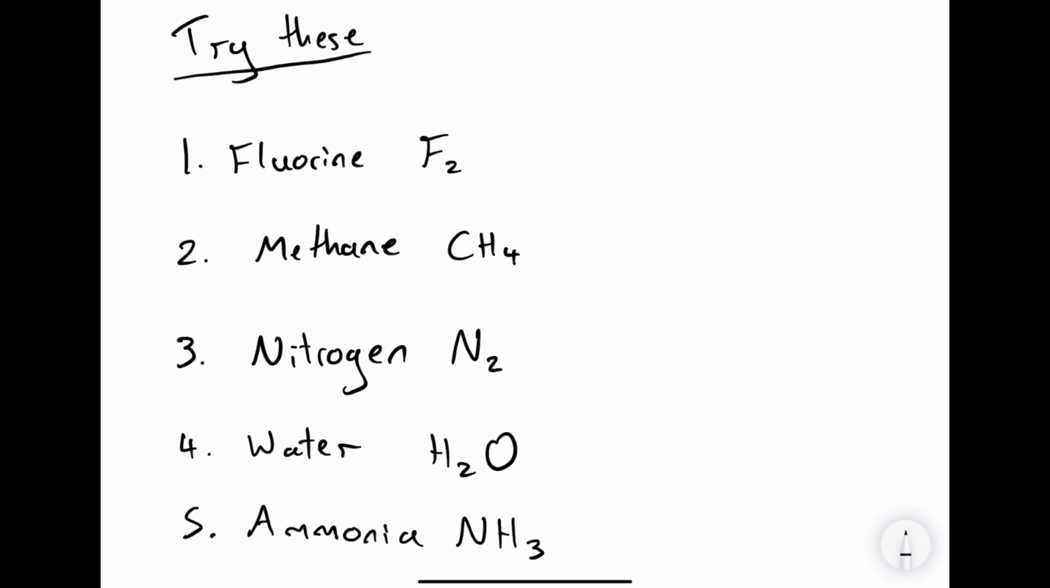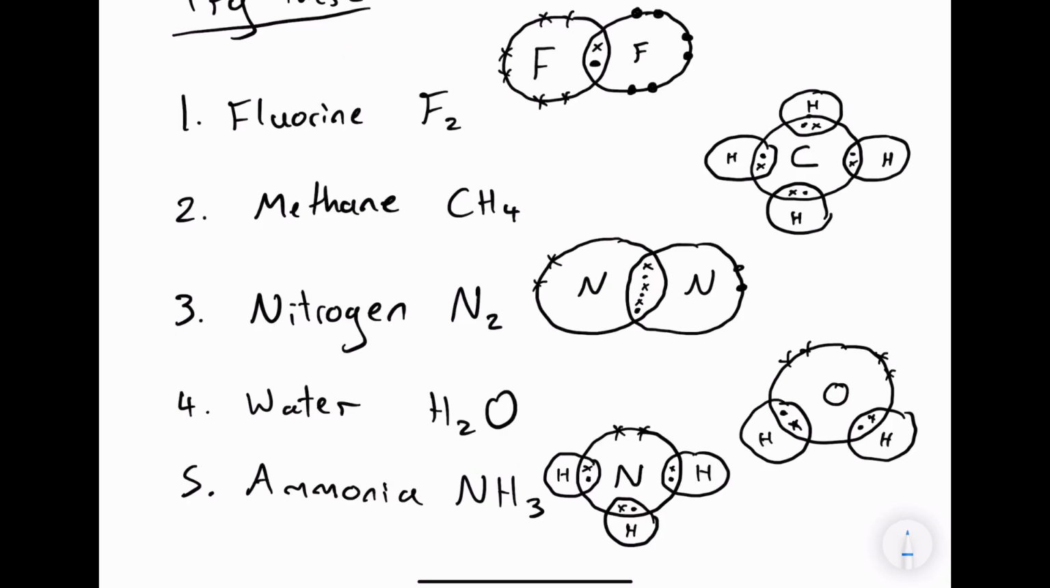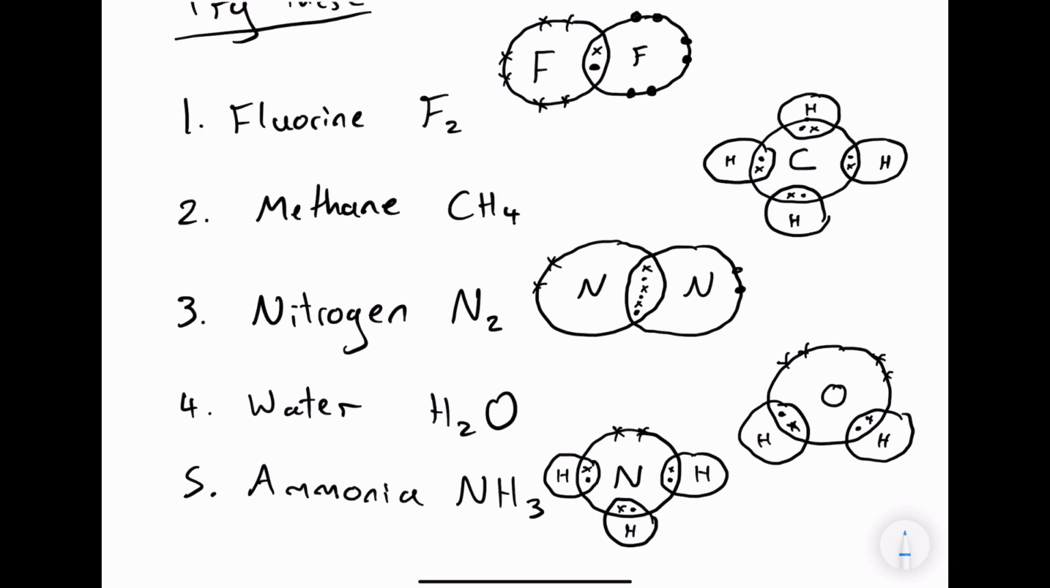Now I want you to pause the video here and try to draw the dot and cross diagrams for the following covalent molecules: fluorine, methane, nitrogen, water, and ammonia. I've provided you with the molecular formula as a guide. So this is what you should have. It's important to note that I've only drawn the outer shells of the atoms.